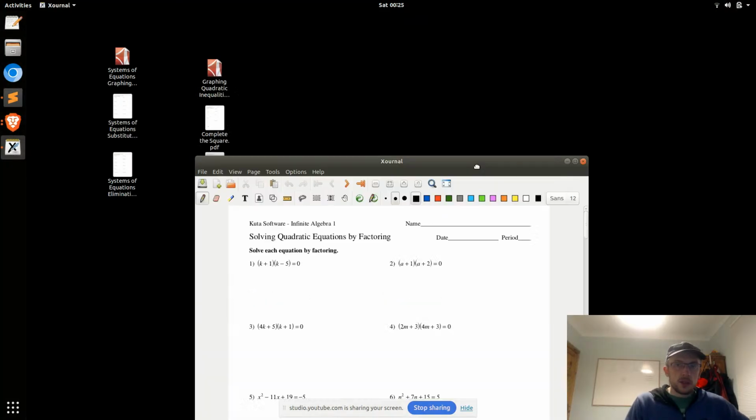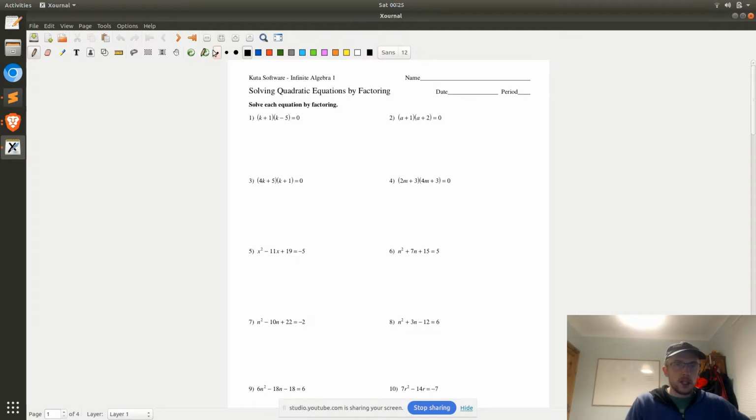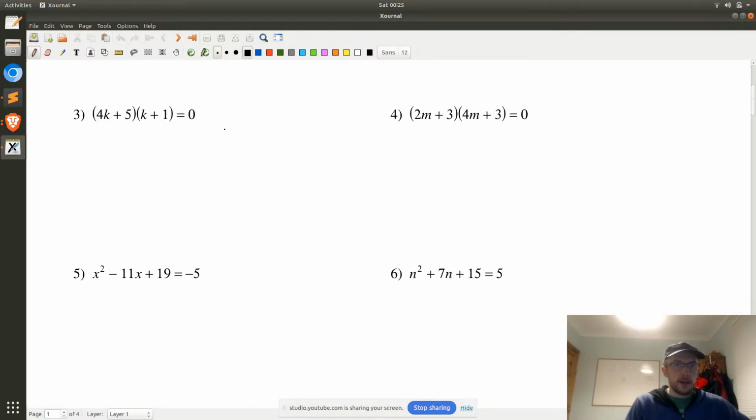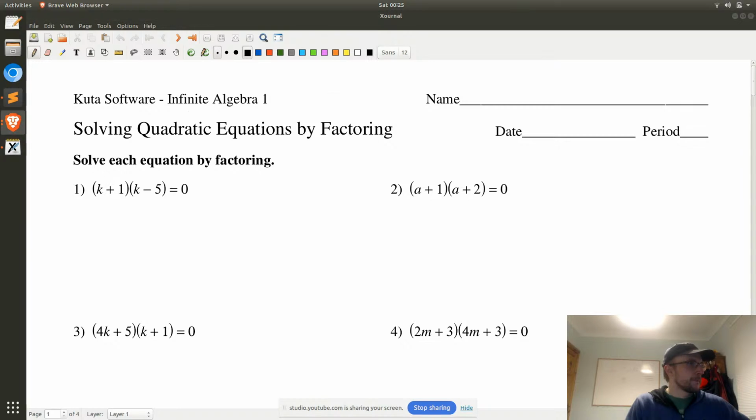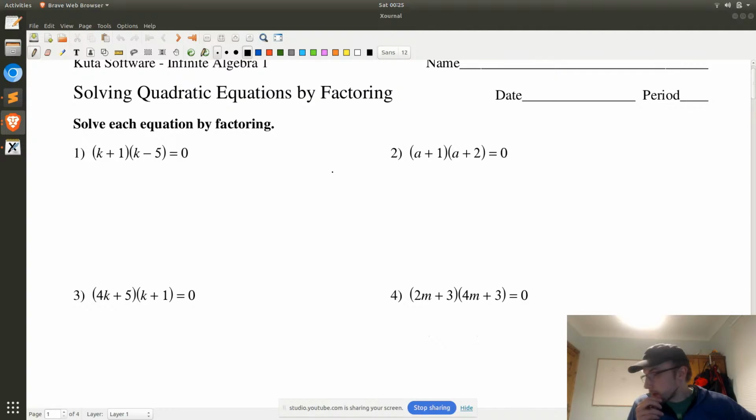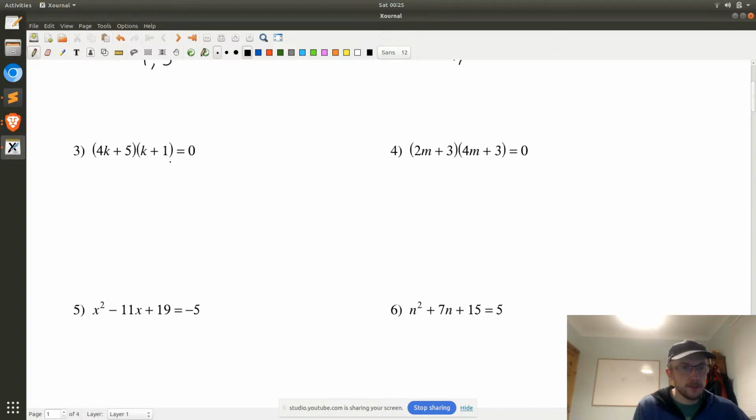Now, to solve the quadratic, solve each quadratic by factoring. How many here? 22, you say? Okay. Notice that a lot of them are already factored. So we can just say -1 and 5, -1 and -2, -1 and -5/4, -3/2 and -3/4.